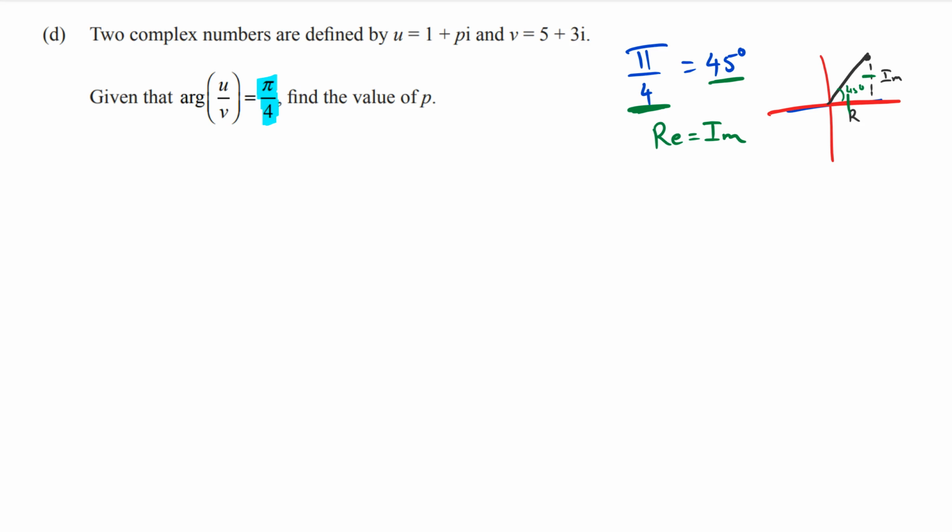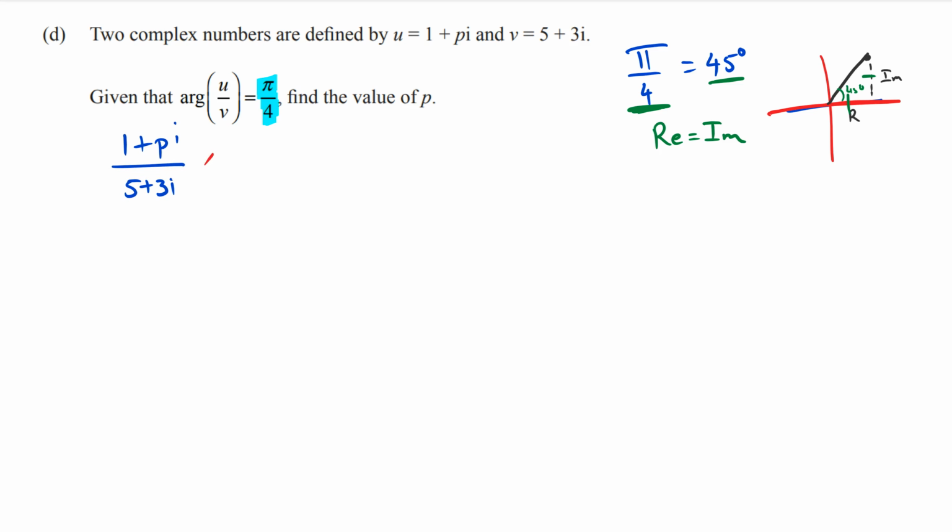Because that's how you're going to get an argument of 45 degrees. Because remember, 45 degrees is inside an isosceles triangle: 45, 45, 90. So anyway, all we've got to do is u over v and prove that the real equals imaginary. So for u divided by v, we've got 1 plus pi divided by 5 plus 3i.